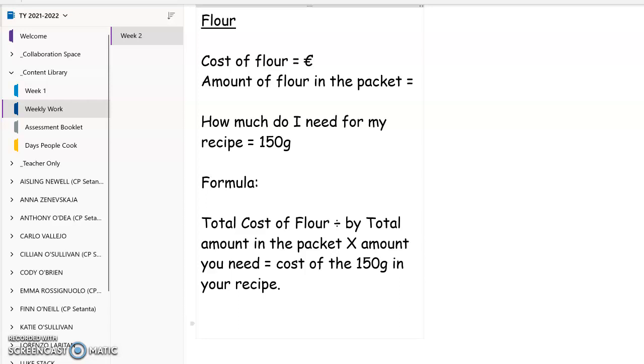So for your TY assessment, you will need to cost the recipe that we make every week. So here is one example. You have flour in your recipe. Our first week we're going to make scones, so you will have to have flour in the recipe.